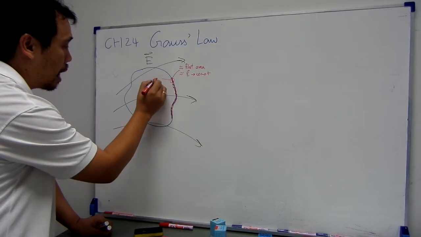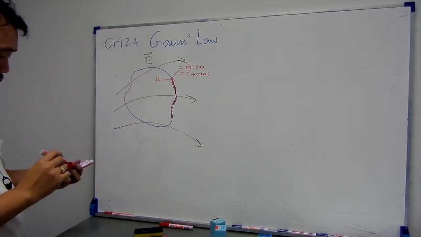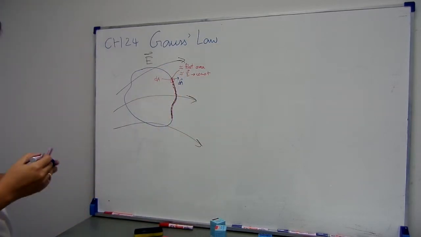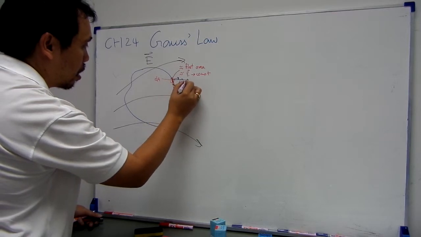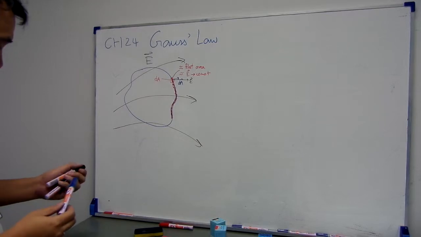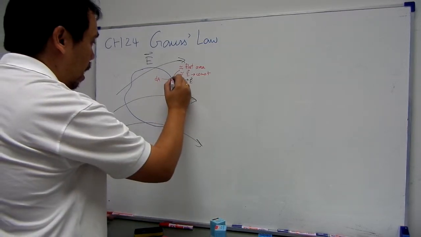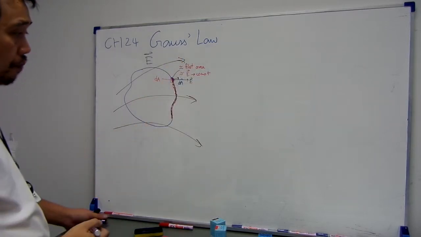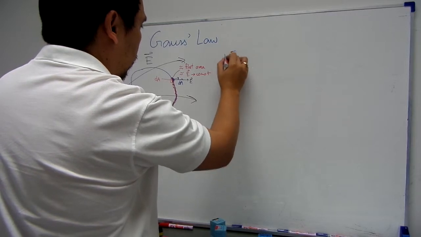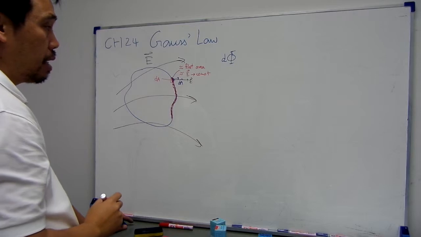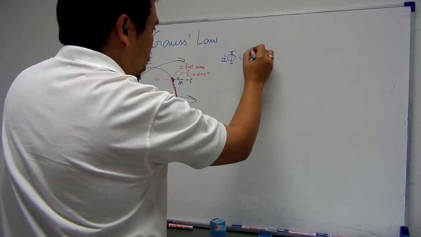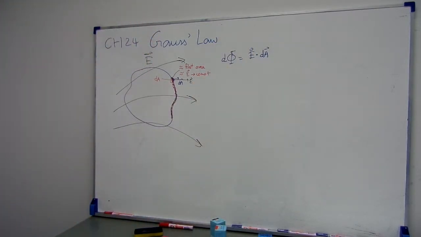If this piece has the area of dA, we can also write the area vector. Here we use the symbol dA. And the electric field on this piece is E. So we can write down the flux on the outer side, not the inner. We are interested in the outer side of the area. On the outer side, we have the electric flux dΦ. We use the letter d because this is the electric flux only on this piece. So dΦ is equal to E dot dA. Okay, dΦ is equal to E dot dA.